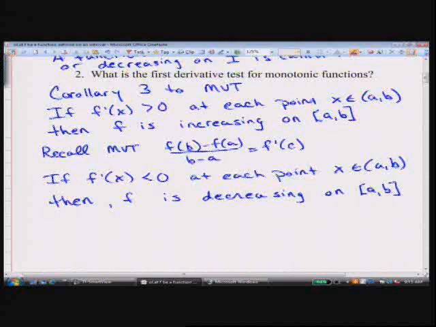Okay, so this is some big news, because before you didn't know how to say whether a function was increasing or decreasing other than just looking at it on your graphing calculator. Say you have an interval from A to B, and imagine that it's monotonic, so it's always increasing or always decreasing on this interval. You can kind of feel these slopes to be positive, can't you? So positive slopes means the function is increasing.